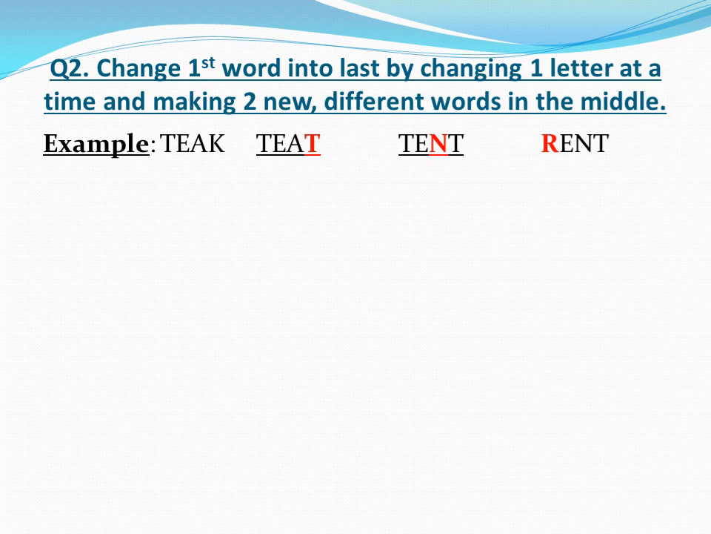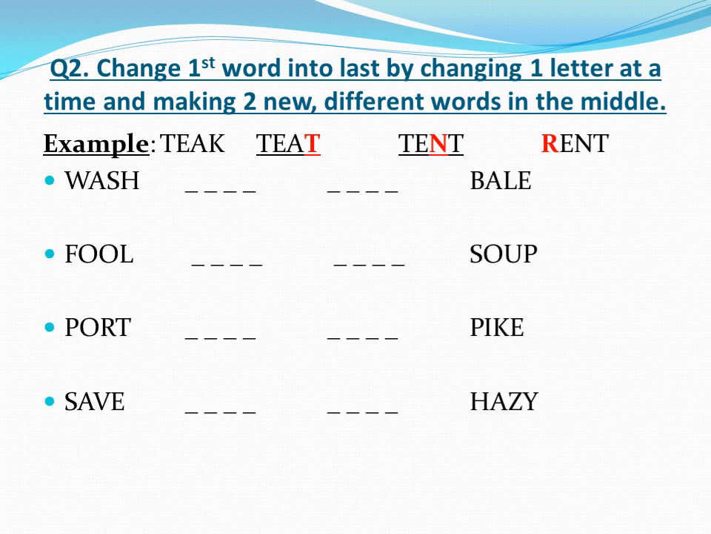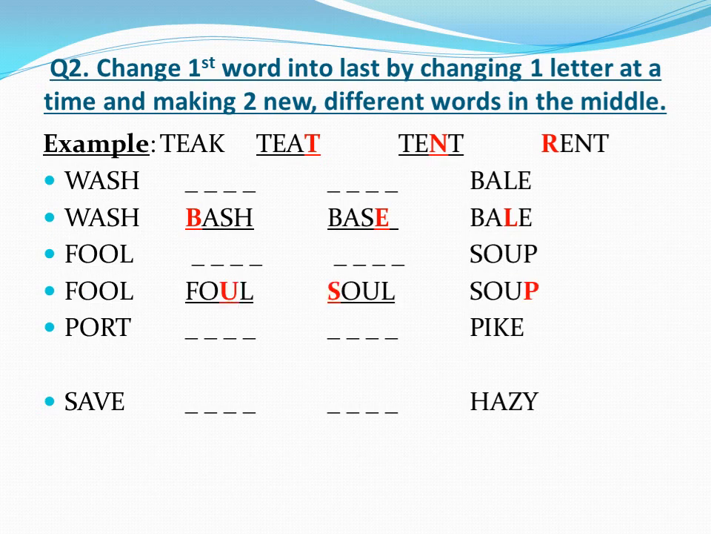You can pause the video now and go through the examples yourself, and then come back in a couple minutes to check the answers with me. Let's go through them together. In the first one, "wash", we changed W to B. We got "bash". Then we got "base". And in the last, we got "bail". The next one, "fool", we got "foul", "soul", and "sour". Next one, from "port", we changed P to E. We got "pour". Then R to K, we got "poke". And in the end, we found "pike".